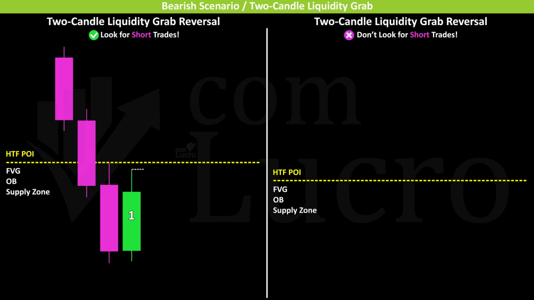The setup develops when the second candle trades above the first candle's high to sweep liquidity resting above the highs, but then fails to continue higher and instead closes back inside the previous candle's range. This suggests that the bullish retracement may be weakening and that the market could now be preparing to continue lower in alignment with the higher timeframe bearish trend. This is what creates the bearish two-candle liquidity grab reversal.